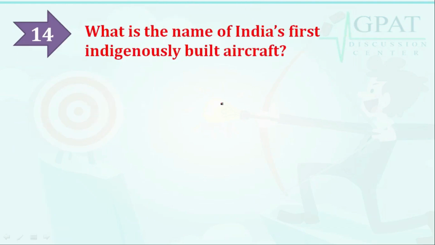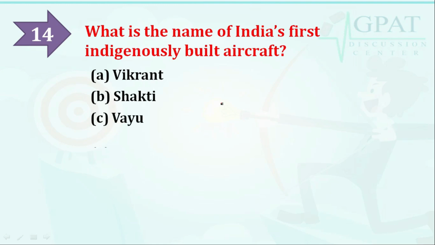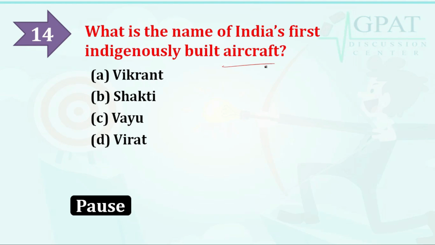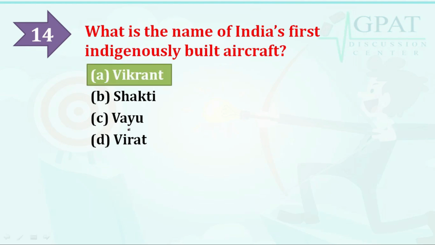Now the next question is, what is the name of India's first indigenously built aircraft? The options are: option A Vikrant, option B Shakti, option C Vayu, option D Virat. And the correct answer is Vikrant, India's first indigenously built aircraft.